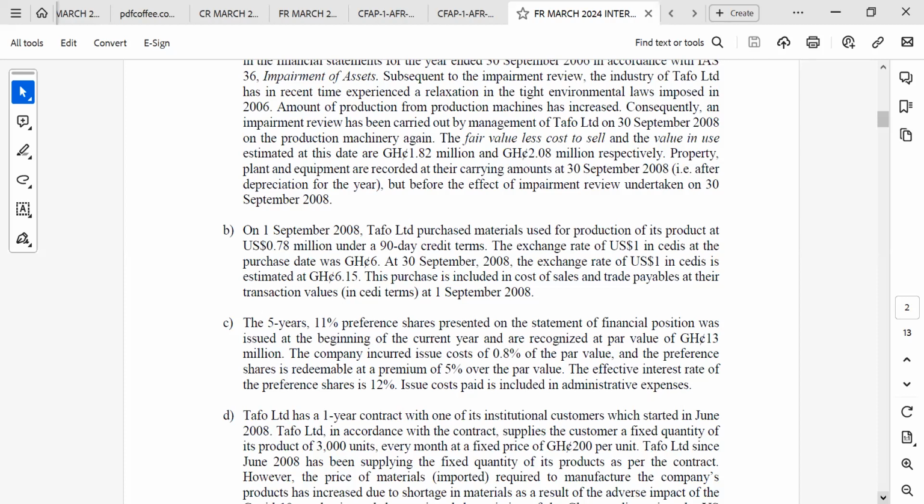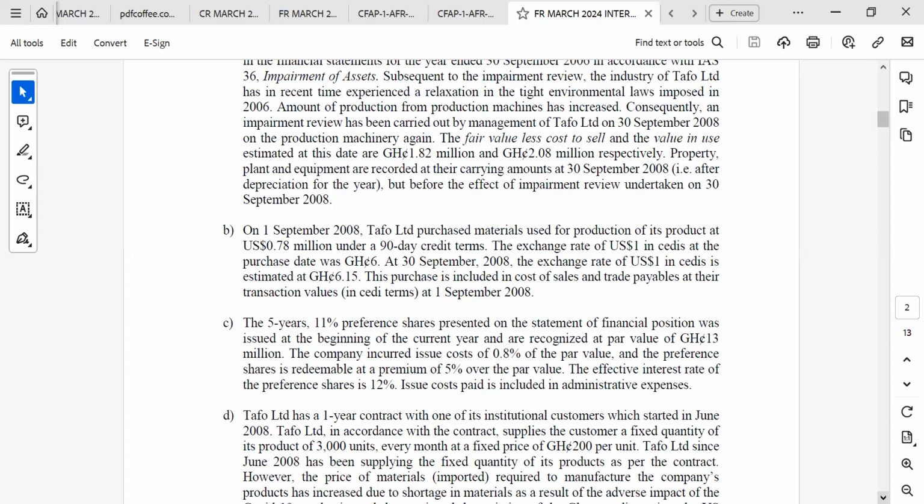The C. The 5-year 11% preference shares presented on the statement of financial position was issued at the beginning of the current year and are recognized at par value of 13 million. The company incurred issue cost of 0.8% of the par value, and the preference share is redeemable at a premium of 5% over the par value. The effective interest of the preference share is 12%. Issue cost paid is included in administrative expenses.